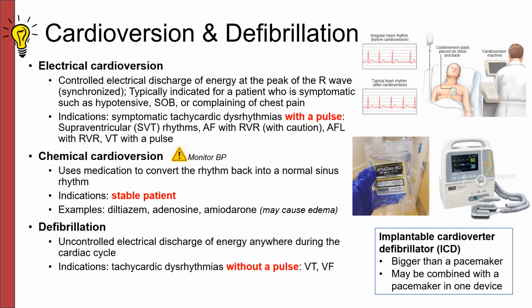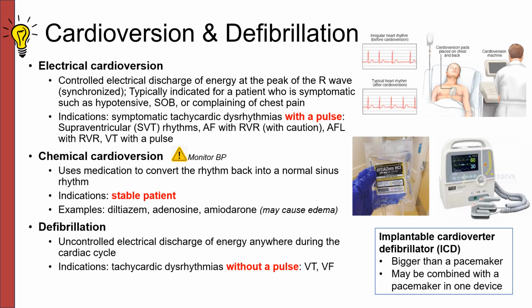Now, chemical cardioversion. So this is going to use a medication. There's several different kinds of medications that can be used to convert the rhythm back to a normal sinus rhythm. So the patient has to be stable because this takes some time. And if the patient is unstable, then we're likely going to do an electrical cardioversion instead. So back to chemical. Examples of medications that can be used for this are diltiazem, adenosine, and amiodarone.